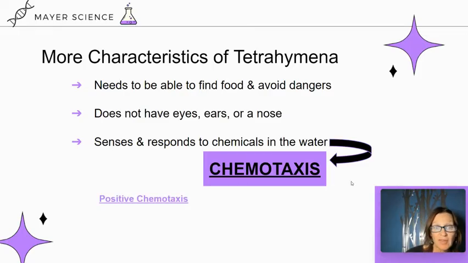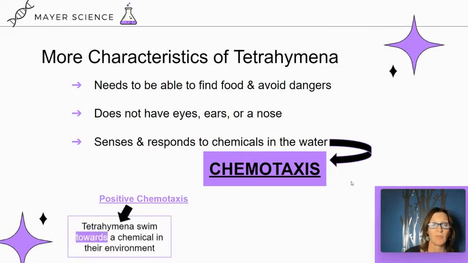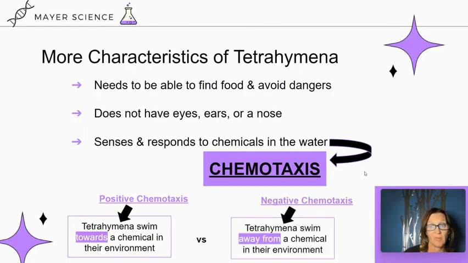So we can have two kinds of chemotaxis. We can have positive chemotaxis, which means the Tetrahymena swim towards a chemical that's in the environment. This is as opposed to a negative chemotaxis, which means that the Tetrahymena are swimming away from a chemical in their environment.